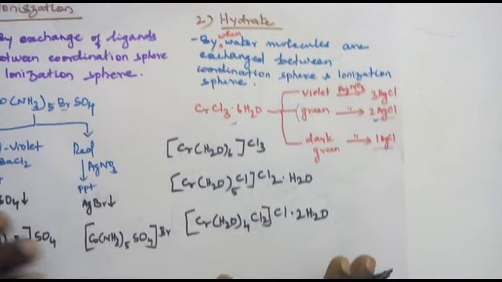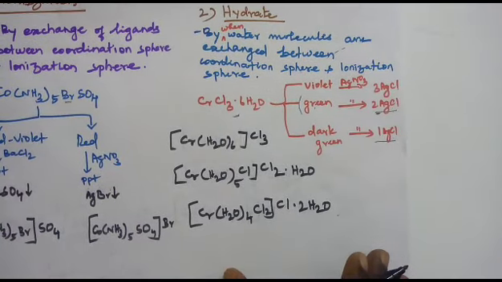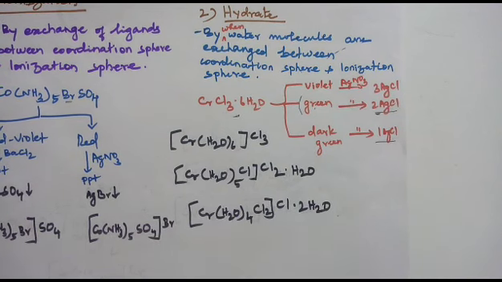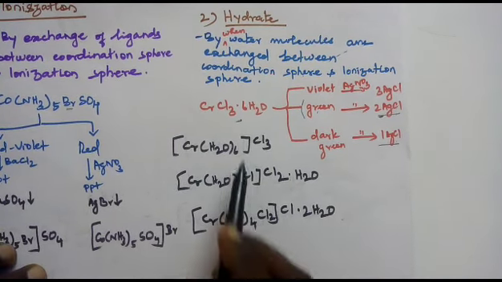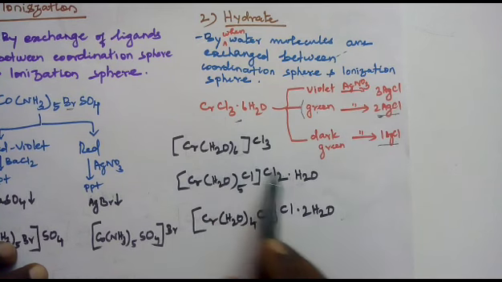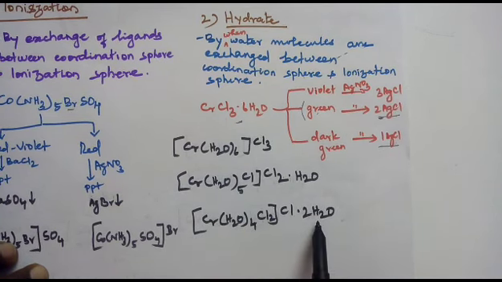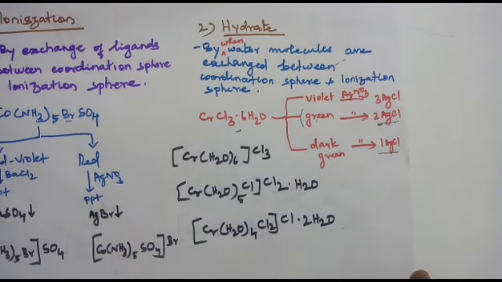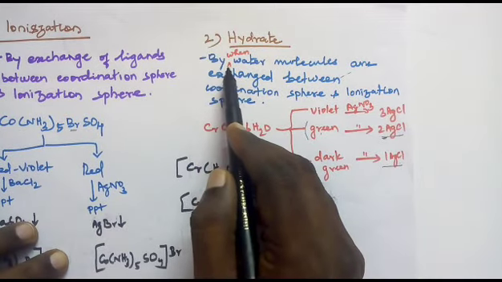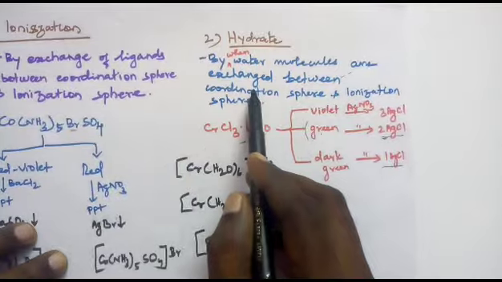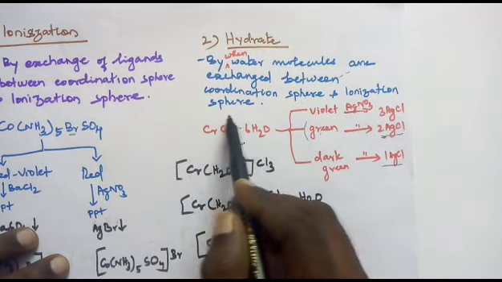Okay. So this is also an ionization isomer because there is an exchange of ligands between the coordination sphere and ionization sphere. However, we specifically call it a hydrate isomer, because here there are 6 water molecules, here 1 water molecule comes out, here 2 molecules come out. As a result, since the water molecules are exchanged between the coordination sphere and ionization sphere, we call it specifically a hydrate isomer.